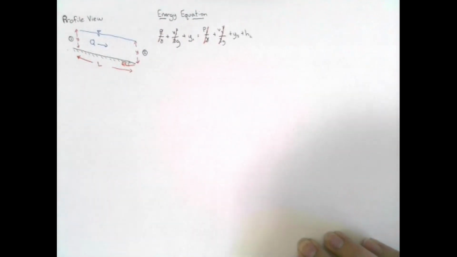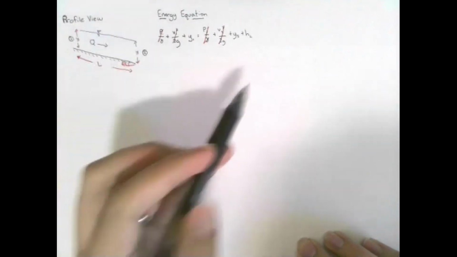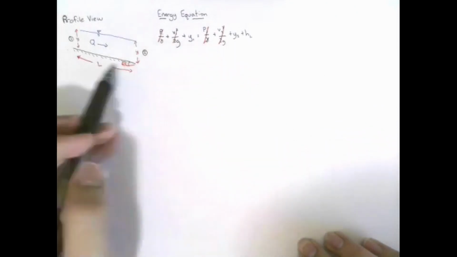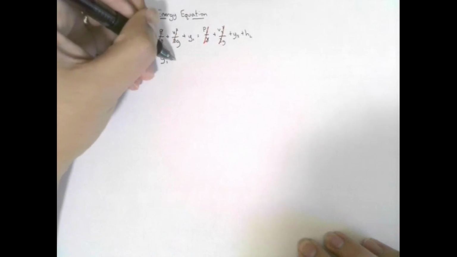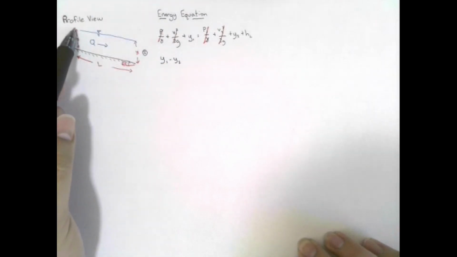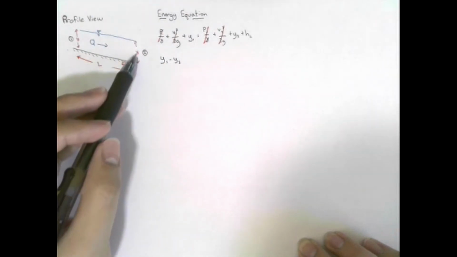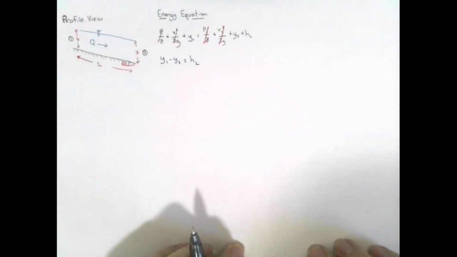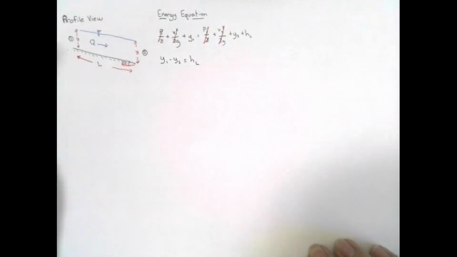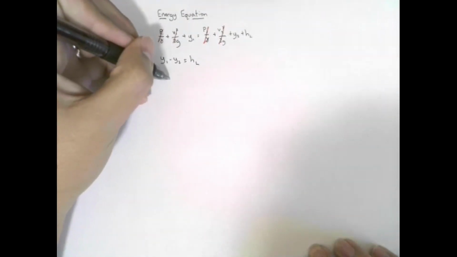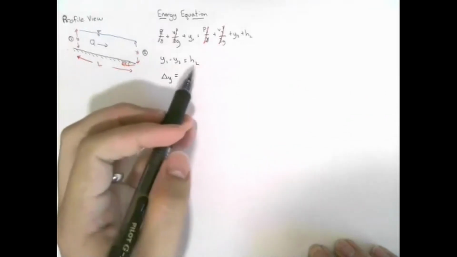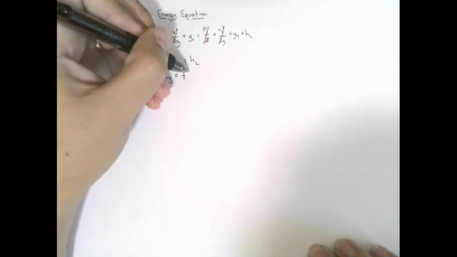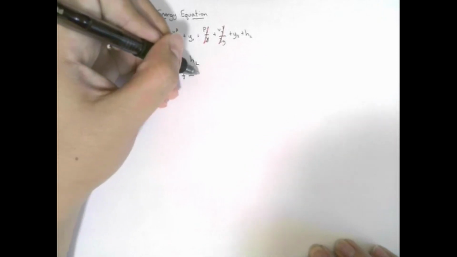So what we're left with is an equation that gives us the head losses as a function of the drop in elevation. In other words, if we solve this equation, we get y1 minus y2. y1 is the elevation at this point, y2 the elevation at this point, and this is equal to the head losses in the system. Now we can call this difference in elevation just delta y. And the head losses can be calculated using Darcy-Weisbach's equation, which is friction factor times length over diameter times the velocity head.